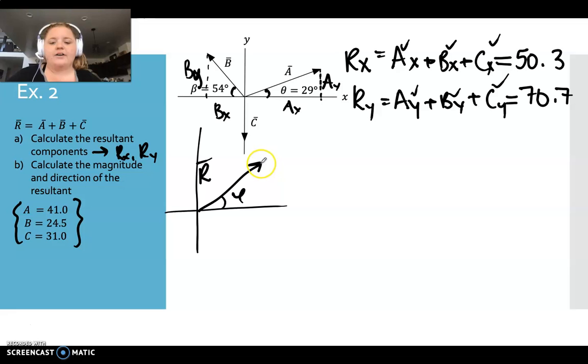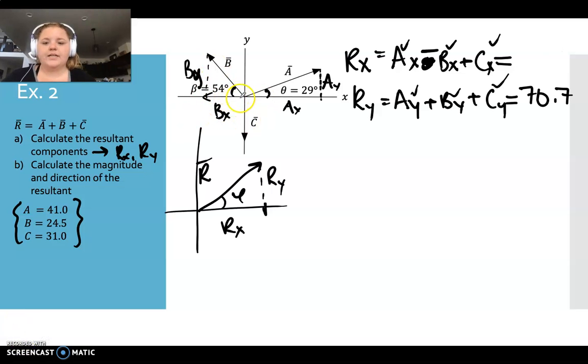So we now have the r sub x component and the r sub y component. I just realized that my b sub x is pointed in the negative direction, right? The x component is in the negative direction, so this should have been negative. So let me fix that real quick.